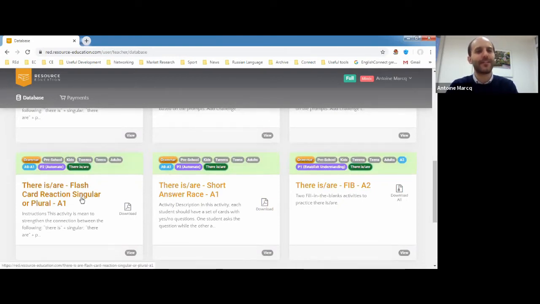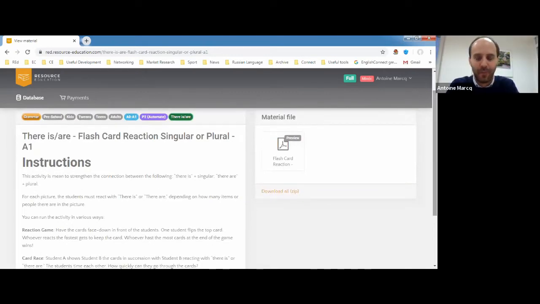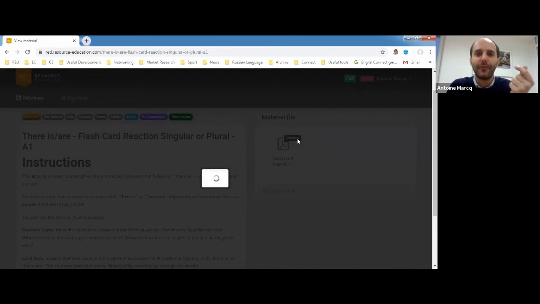Let's have a look at some flashcard reaction games, singular or plural. So that's another way of automating there is, there are. What we're gonna do here very simply is quickly show a picture to students and they have to, as fast as possible, say there is or there are.